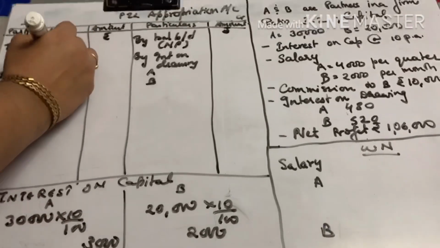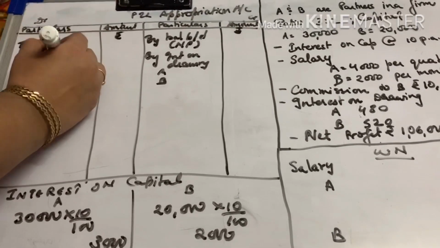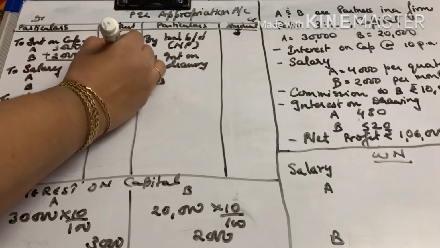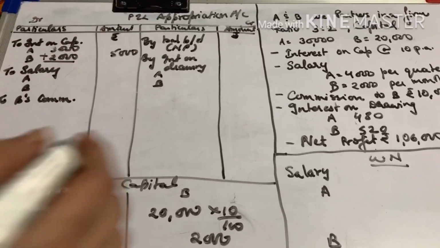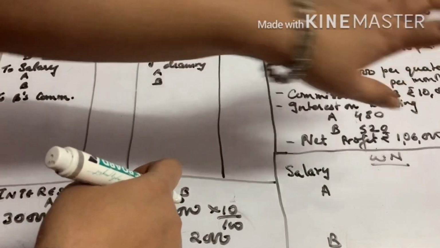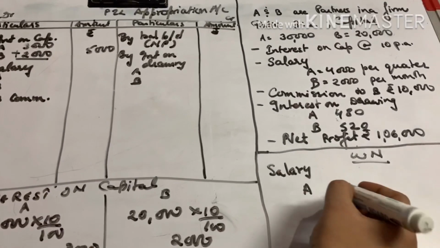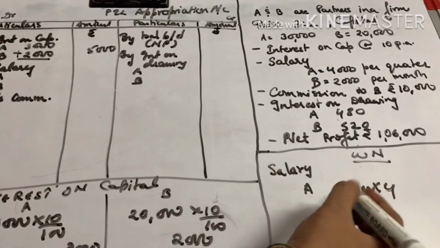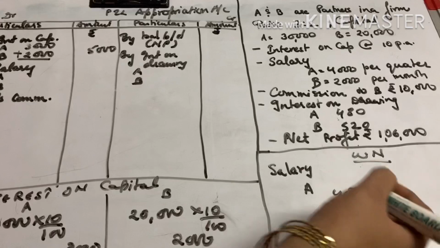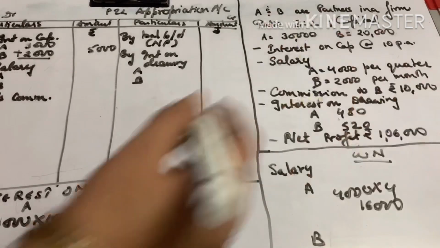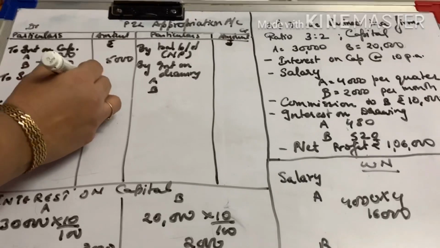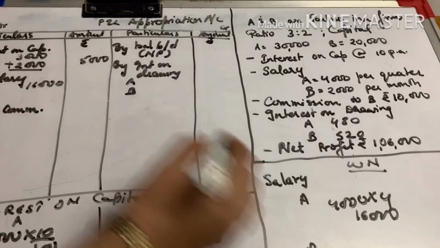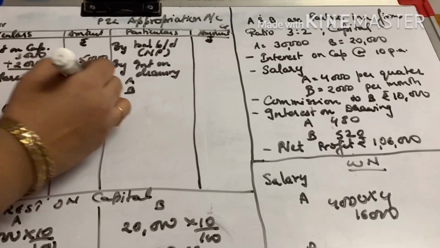For A it is 3,000. You will write it inside the column. For B it is 2,000. You add both of them and write 5,000 in the outer column. Salary for A is 4,000 per quarter. Quarter means 4 in a year, so how many times will A get salary? 4 times. For 1 quarter it is 4,000, so for 4 quarters it will be 16,000. But for B it is 2,000 per month. So how many months in a year? 12. So the salary will be 24,000.